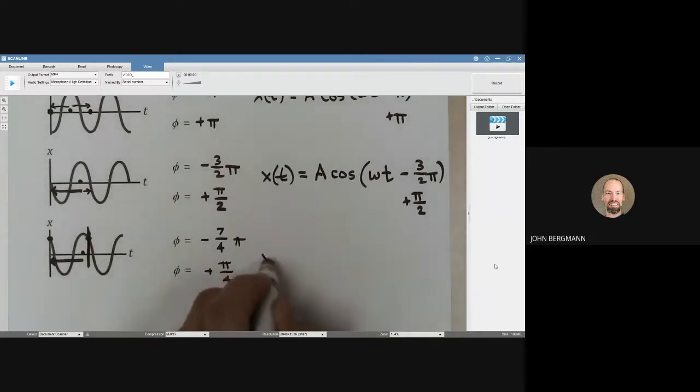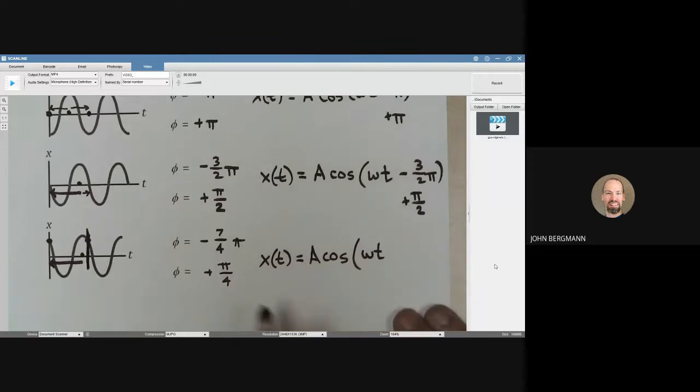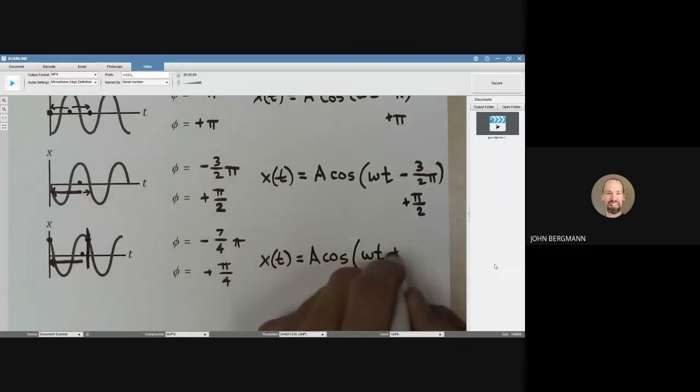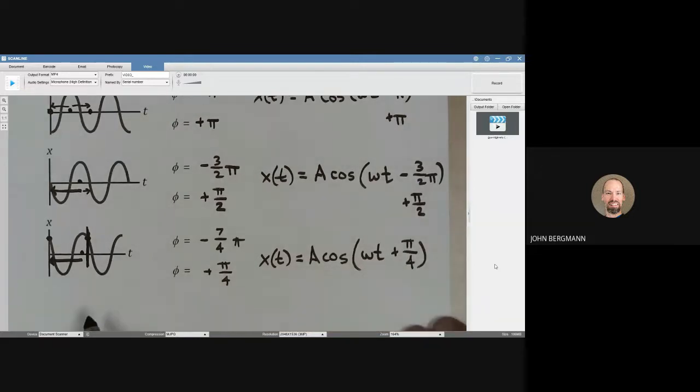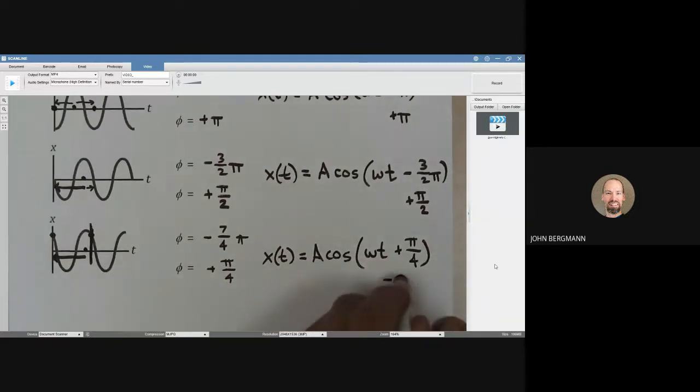So when you're writing this equation, you're going to go either minus 7 pi over 4. I'll do the other one this time. There we go. Doesn't matter which one you do. Either one of those. Plus pi over 4 or minus 7 pi over 4.